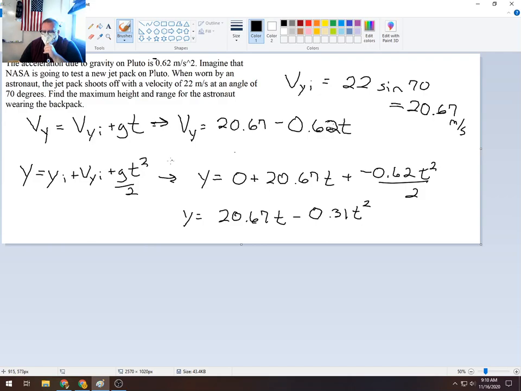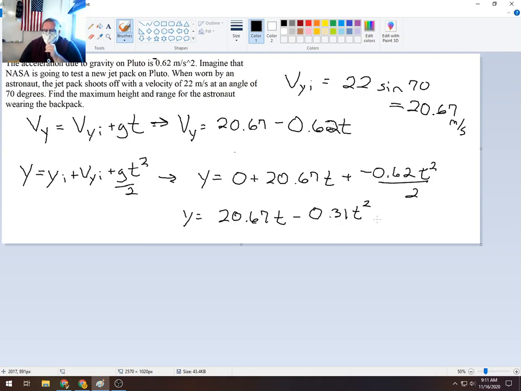Okay, so then for the other equation, that last term also changes. We get so used to writing minus 4.9 t squared, it gets really easy, but here it's not minus 4.9 t squared. It's still fairly simple. We just have to take half of 0.62, which is 0.31. Again, that part doesn't change. There's no initial height. So my final answer is 20.67 t minus 0.31 t squared.